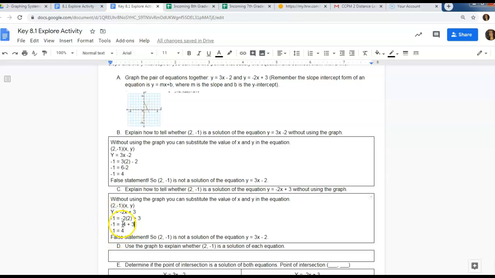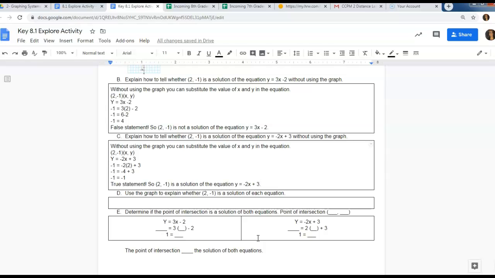Now, -4 plus 3: I have 4 negatives and 3 positives. I'm going to make 3 zeros, so I'm going to have 1 left over, so it's going to be -1. This is actually a true statement. -1 is equal to -1, so we say true statement. So (2, -1) is a solution of the equation y equals, remember, -2x + 3, okay?